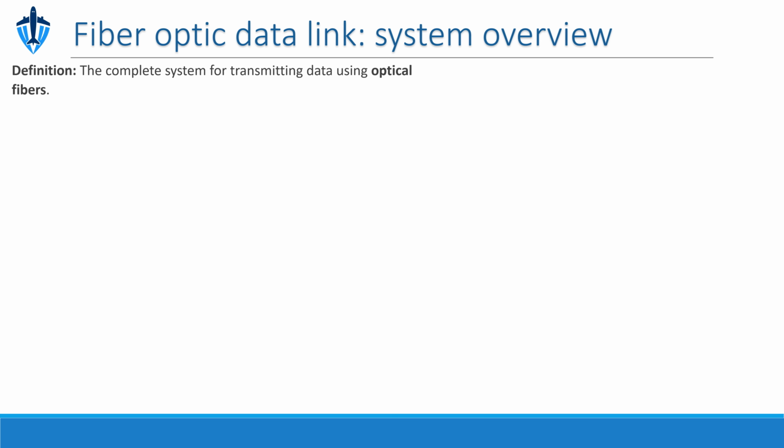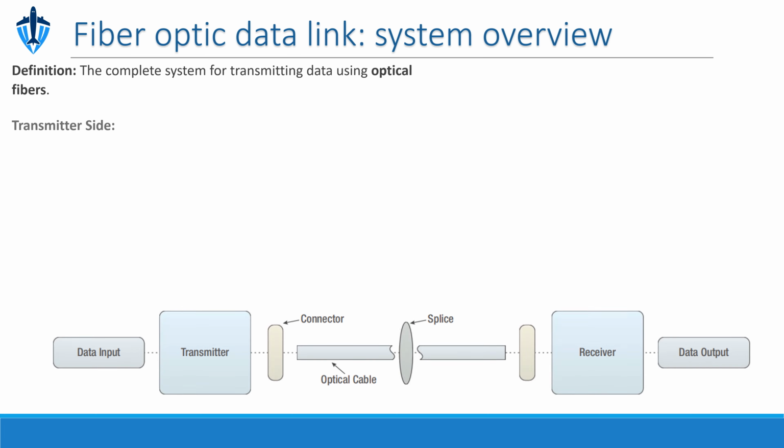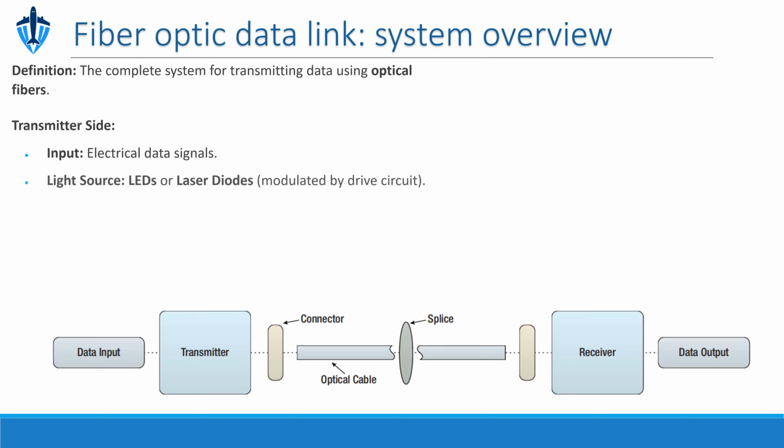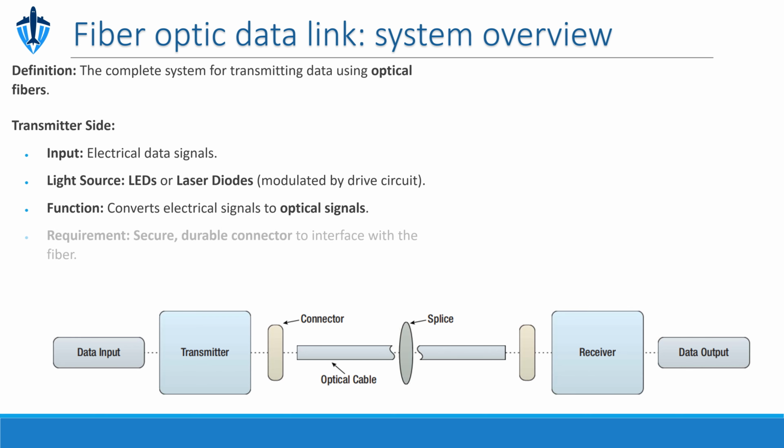This is the entire system that makes practical use of the fiber. A data link has three key parts. First, the transmitter. It takes in electrical data, and its drive circuit uses a light source, typically an LED or a laser diode, to convert that data into pulses of light. A high-quality connector is crucial here to launch that light efficiently into the fiber with minimal loss.